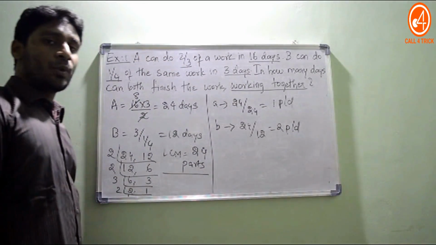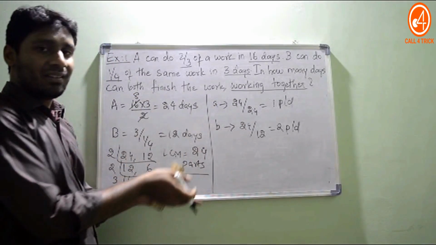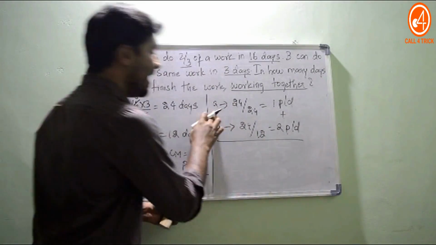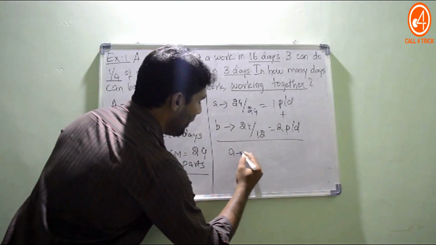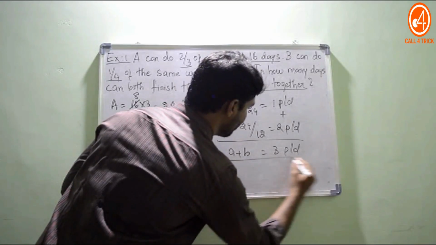Again, go through the question. The question being asked here is working together. Working together means I can simply add the A and B values. So A is 1 part per day, B is 2 parts per day. When I add this, A plus B becomes 3 parts per day.